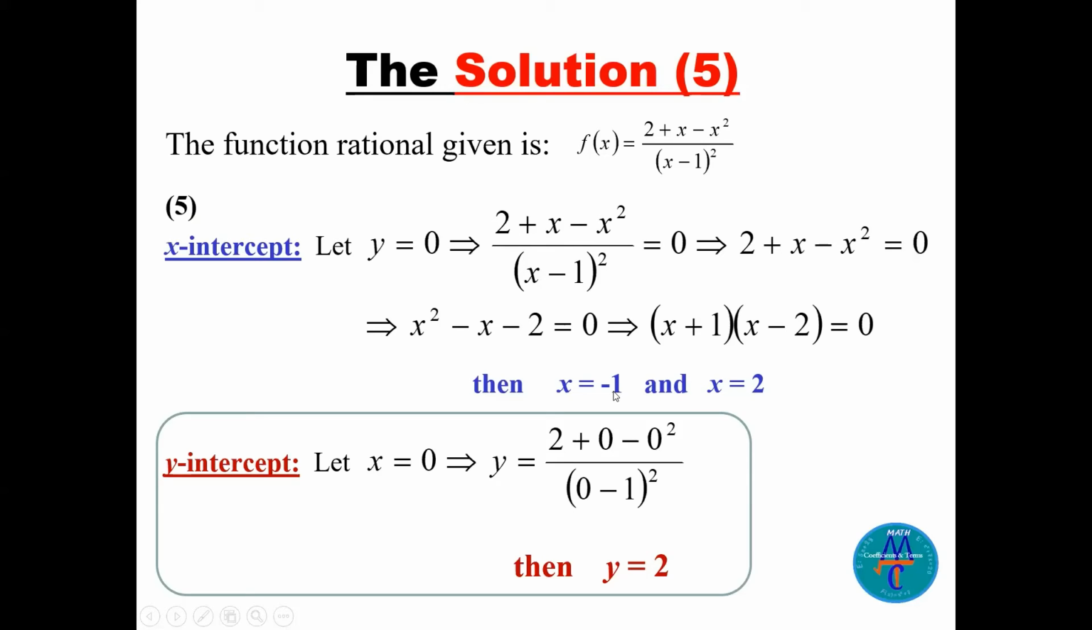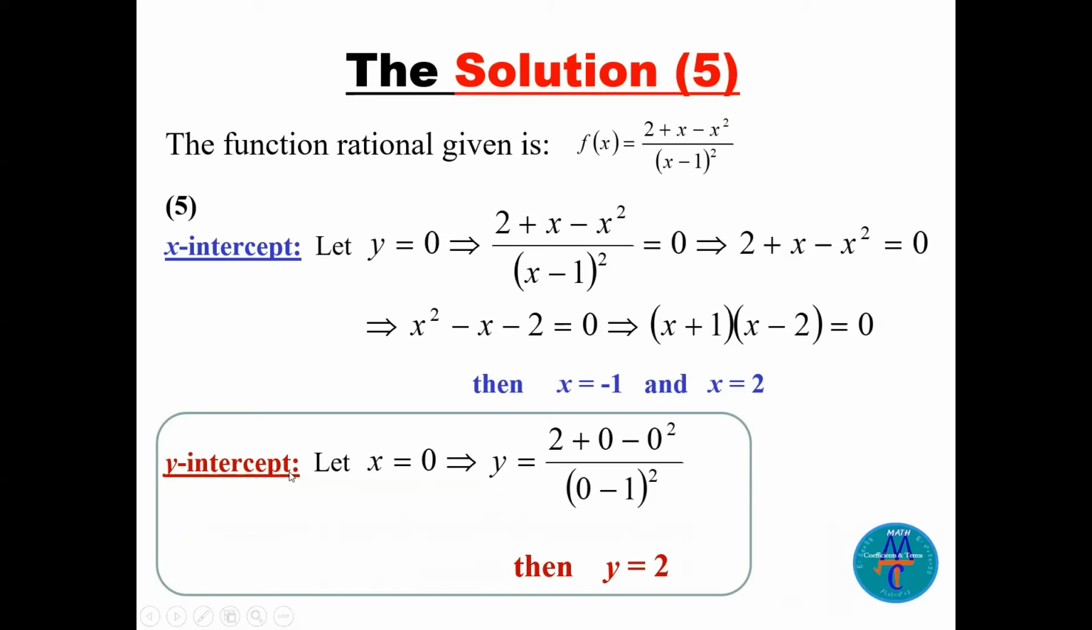Now at the last slide, we will see the graph with all this information: x intercept, y intercept, horizontal asymptotes, vertical asymptotes, increasing, decreasing, inflection points, critical values, etc.